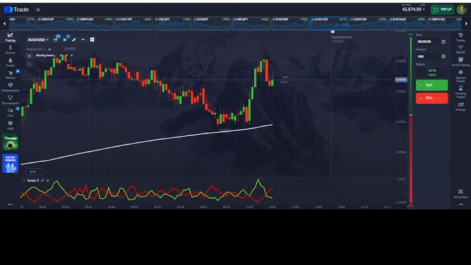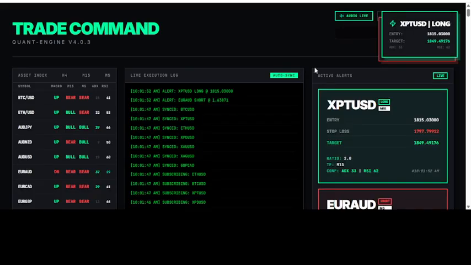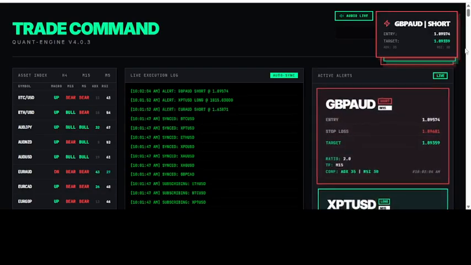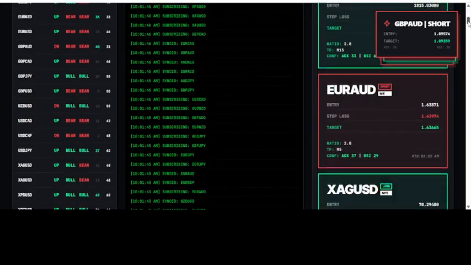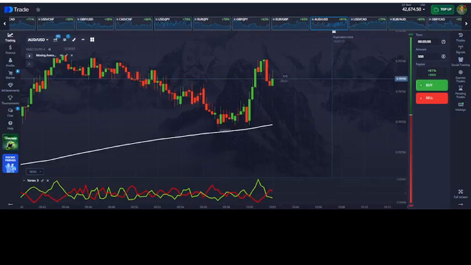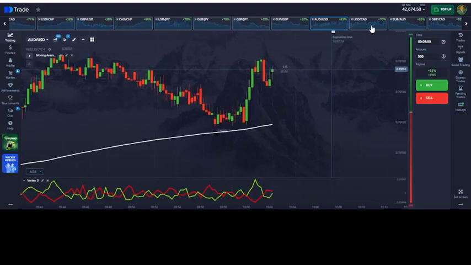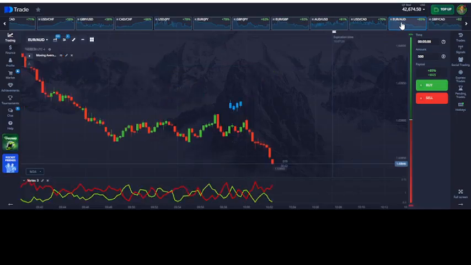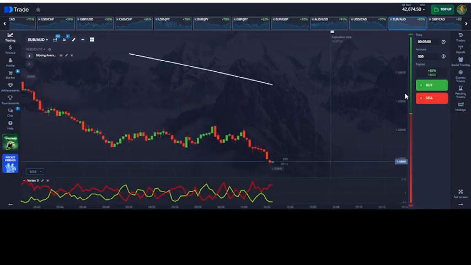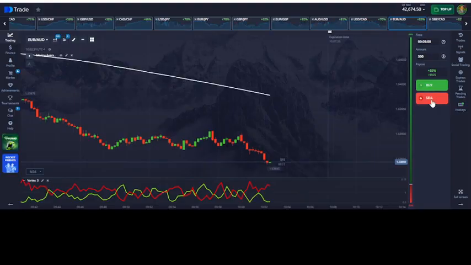Okay, so I just received the signal from the Quant engine here: Euro Aussie dollar short, 5-minute short. All right, so I'm going to go to my trading platform and check Euro Aussie dollar here. It's telling me to take a 5-minute short.